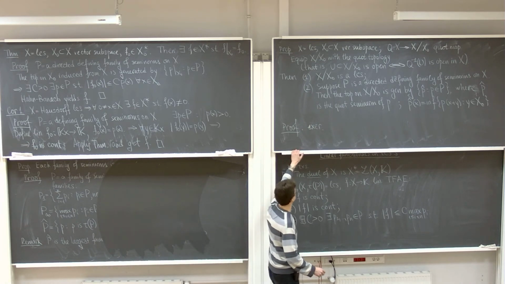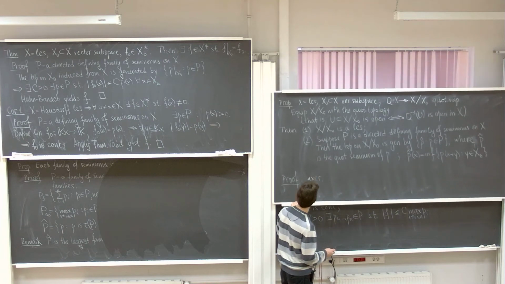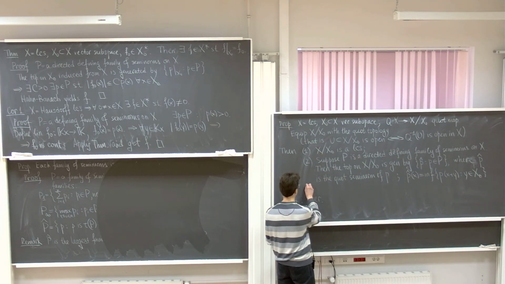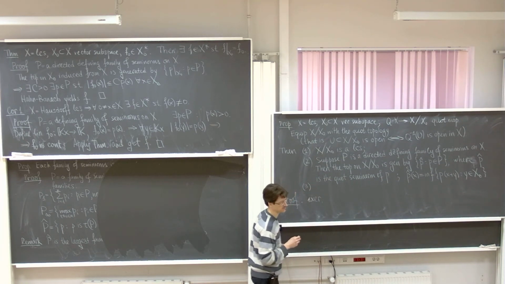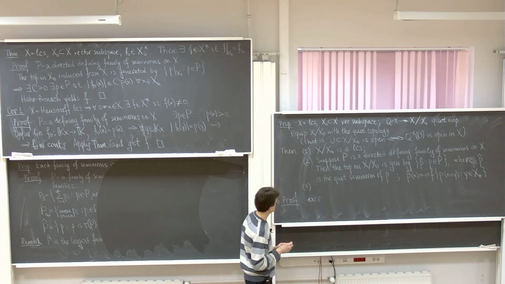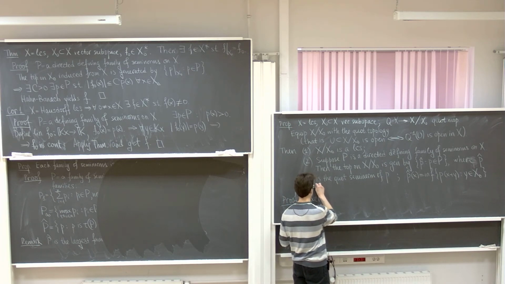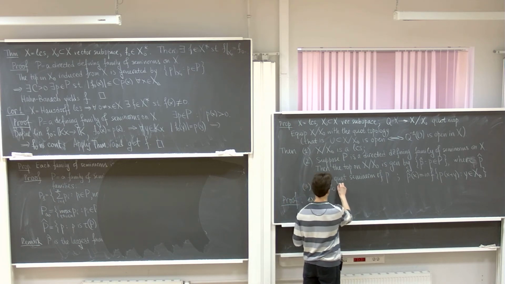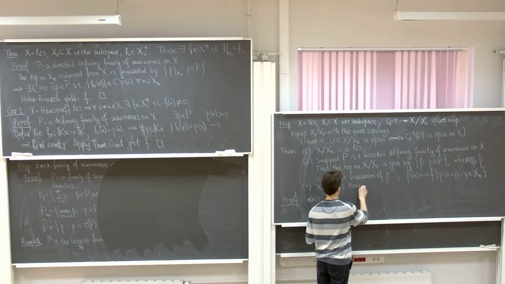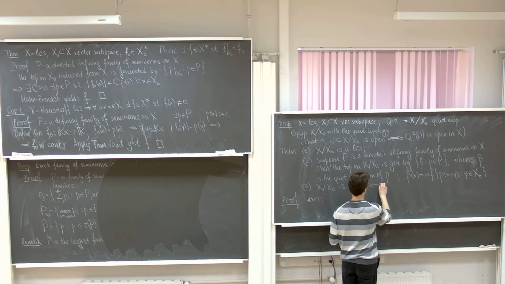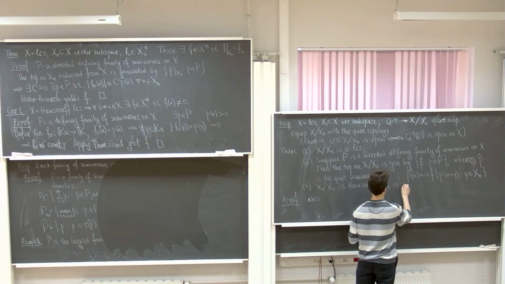Another property of quotients which we need, and this is also part of the exercise. We need a criterion for the Hausdorff property of the quotient. And I claim that the quotient is Hausdorff if and only if x0 is closed in X.